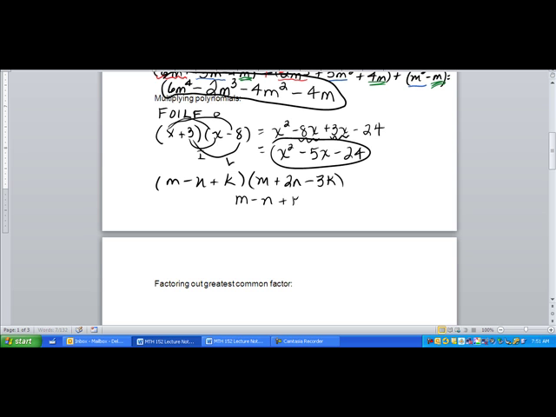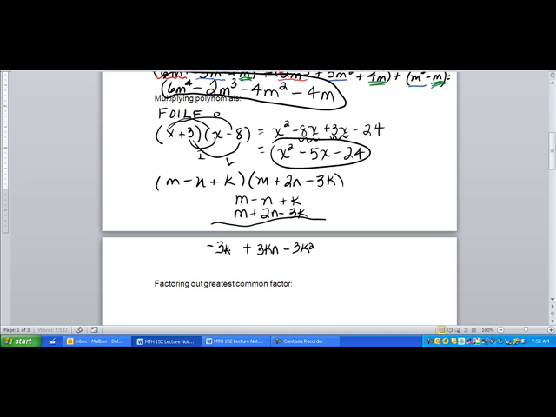One of the things you can do is this horizontally, like I did the last one. Multiply m times each one, then 2n times each one, and then negative 3k times each one. Or you can line them up and do a vertical arrangement. And I'm going to do negative 3k times k would be negative 3k squared. Negative 3k times n would be positive 3kn. Negative 3k times m would be negative 3km.